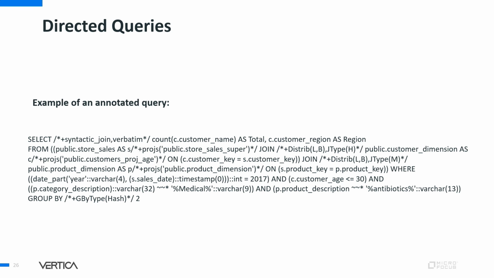Here's an example of an annotated query, a more complicated one. We're adding more query hints, such as syntactic join, verbatim. We're adding proj.js. We're adding the different types of joins, and so on.